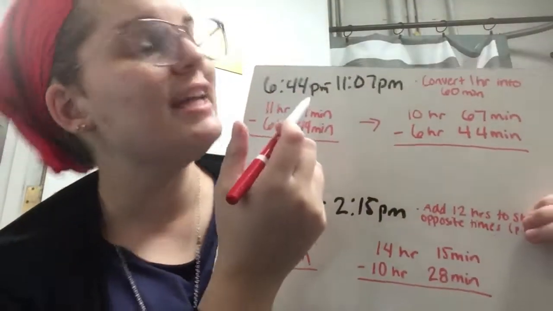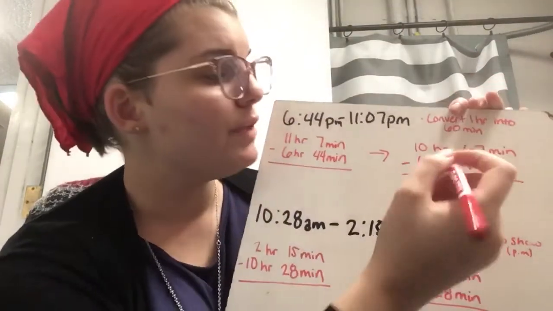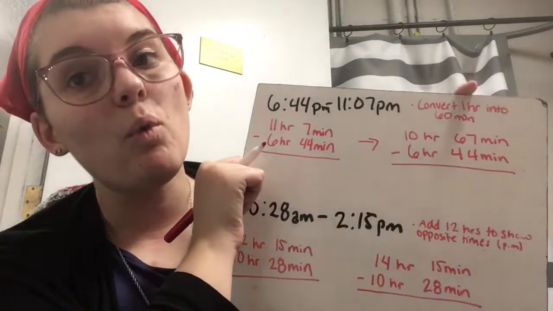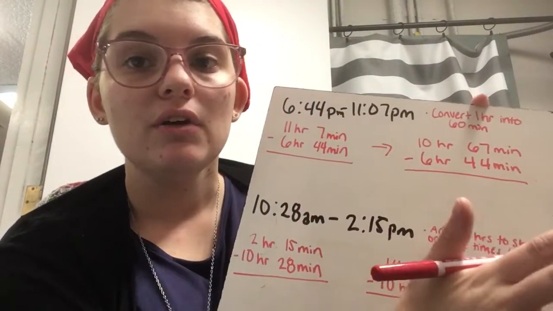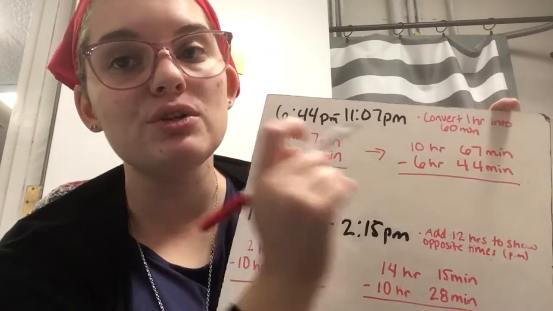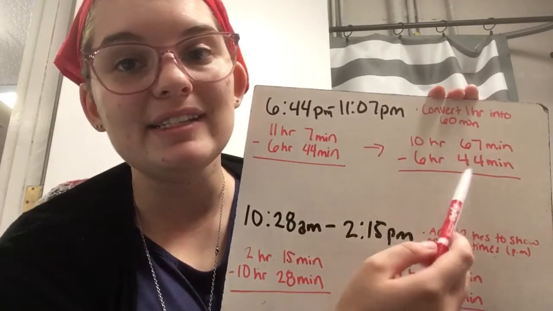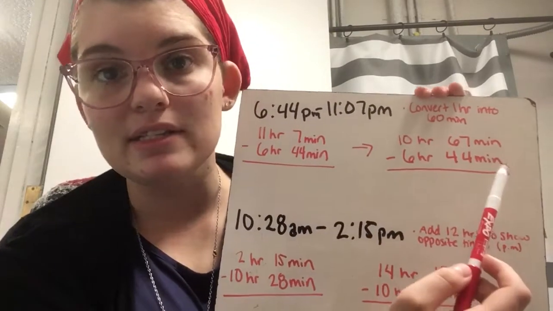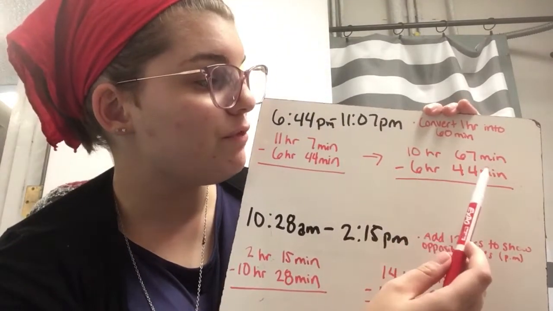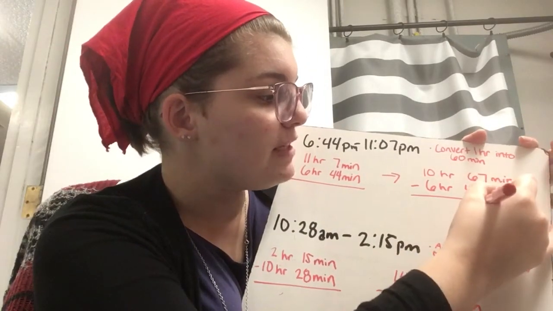Now, as you can see, I cannot do 7 minus 44. So what we have to do, much like regular subtraction, is borrow. So we're going to borrow from our hour, making it 10 hours, and then you're going to convert that 1 hour. Normally, you would convert one place value into 10. You're going to convert your hour into 60 additional minutes. So the same way you can say 11 hours and 7 minutes, another way to say that is 10 hours and 67 minutes, okay? And so it's 10 hours, 67 minutes minus 6 hours, 44 minutes. And we can do that.